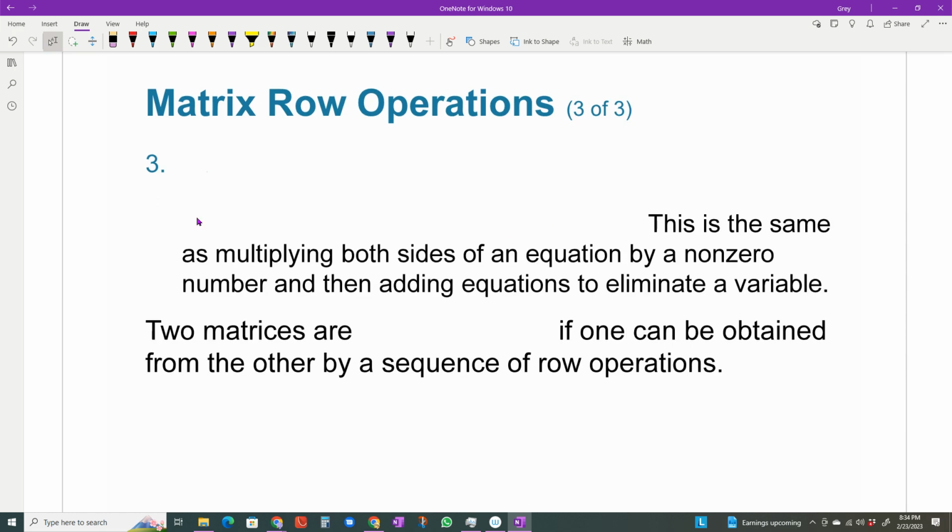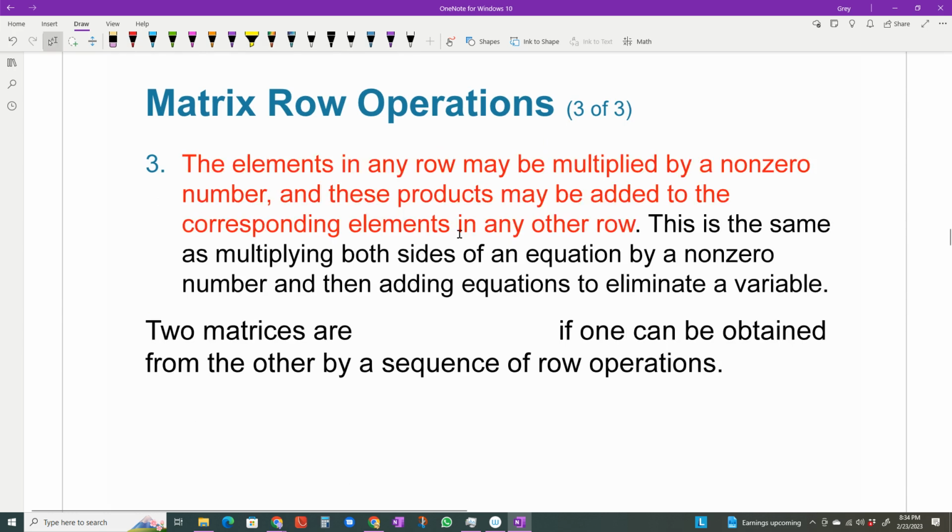The elements of any row can be multiplied by a non-zero number, and these may be added to corresponding elements of any other row. Again, same thing you do when you have equations. The difference is we just don't write the x's and y's and z's because we keep them in order, and we know that they are the coefficients. Two matrices are row equivalent if one can be obtained from the other by a sequence of row operations.